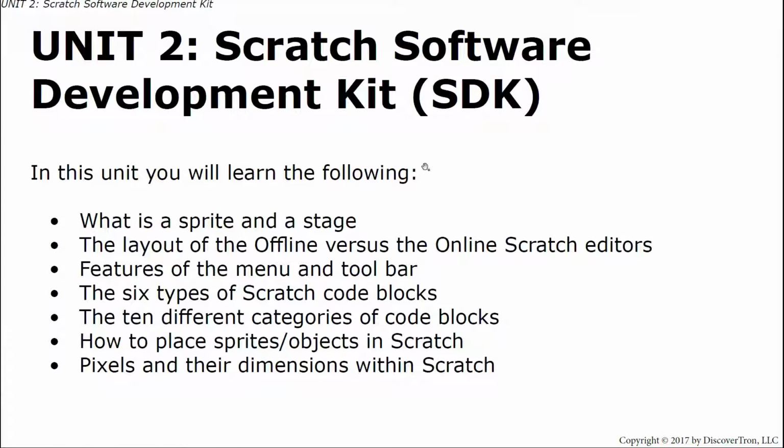We're going to go through and figure out what is a sprite and a stage inside Scratch. We're going to look at the layout of the offline Scratch software development kit versus the online Scratch editor, which are very similar to each other. We're going to go through the features of the menu and the toolbars. We're also going to go through the 6 types of the Scratch code blocks. We are going to look at the 10 different categories of Scratch code blocks. We're going to look at how to place sprites and objects in Scratch. And then we're going to look at the pixels and their dimensions within Scratch graphics.